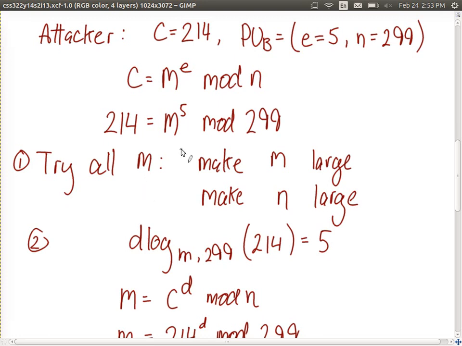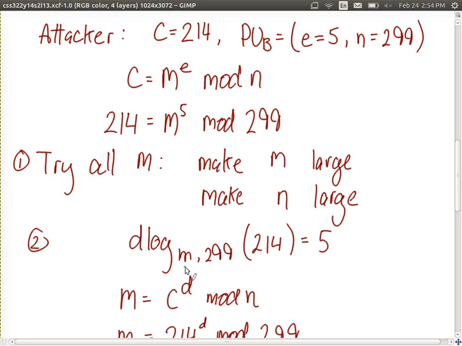The other approach is trying to solve it by just inverting the equation. We have some exponentiation in modular arithmetic, and the opposite is discrete logarithm. It can be written as the discrete log. We need to find the base m. When we mod by 299, we get an answer of 215 when we raise to the power of 5. So we need to find m.